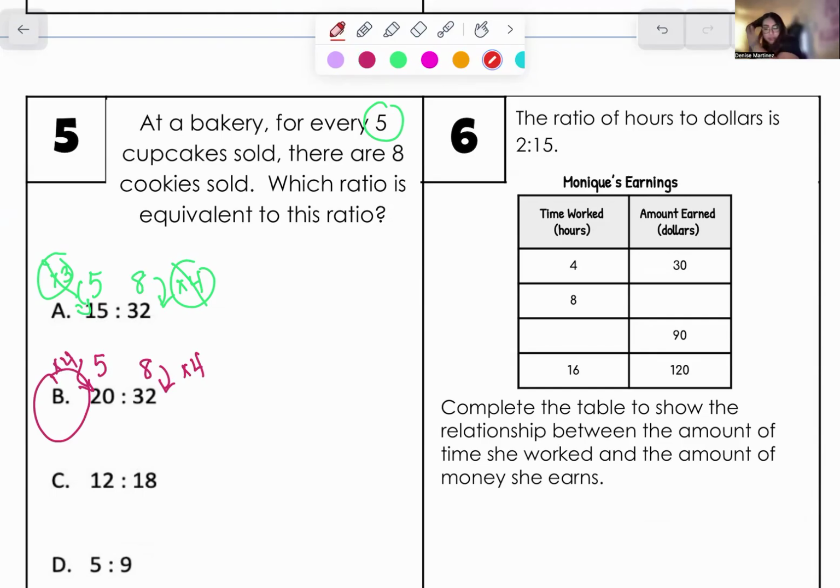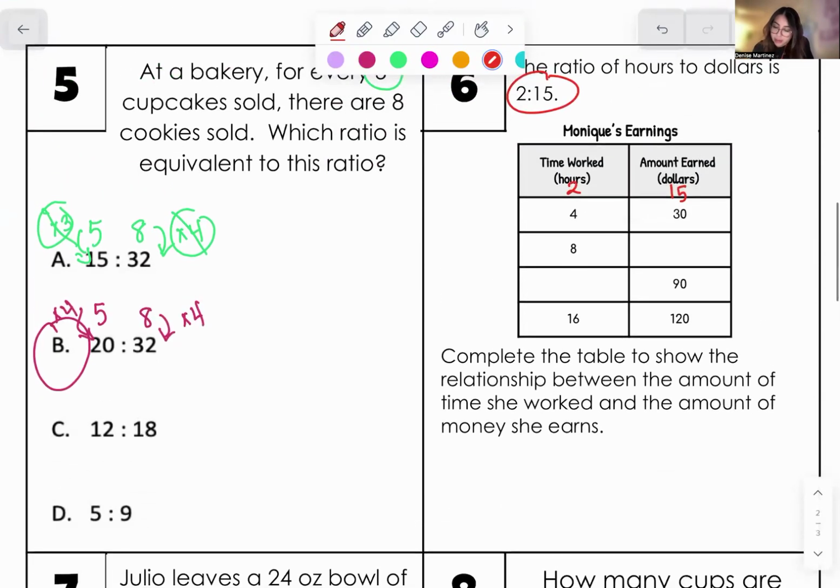The ratio of hours to dollars is 2 to 15. So I'm going to see that it's not put in there, so I'm going to plug it in there, so that way I know that's my original ratio. I want to complete the table. So let's go ahead. Remember, what we do to one side, we do to the other. We're making equivalent ratios. So I'm going to go from 2 to 8, and that's times 4.